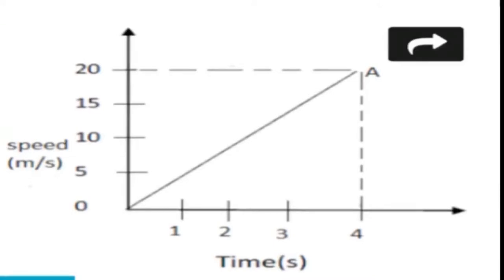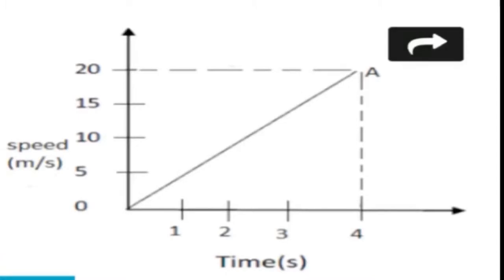So for example, this is a car. After the passage of 1 second, the car is moving with 5 meter per second speed, and after 2 seconds, the car is moving with 10 meter per second speed, and at 3 seconds, the car is moving with 15 meter per second speed. So after every 1 second, the car is moving with a different speed.